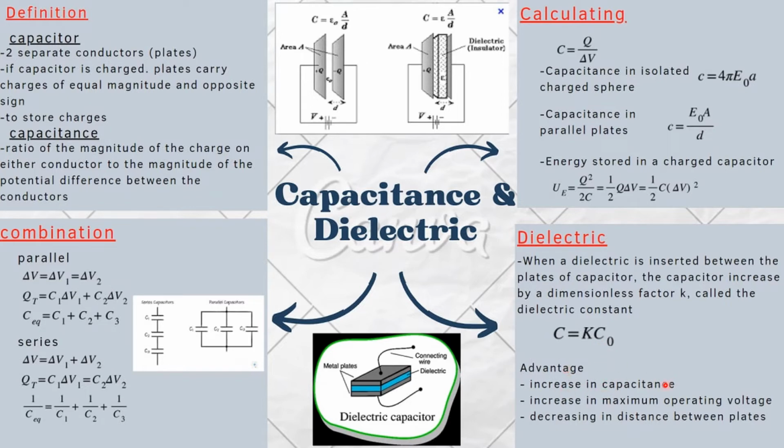So there are a few advantages when we provide the dielectric. Firstly, it can increase the capacitance. Second, it can increase the maximum operating voltage. And lastly, it can decrease the distance between plates. Next, we move to the example questions for this.